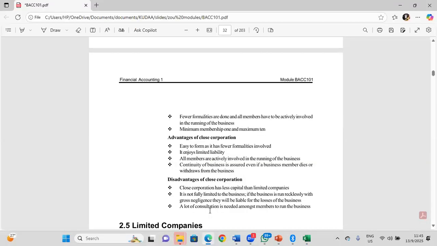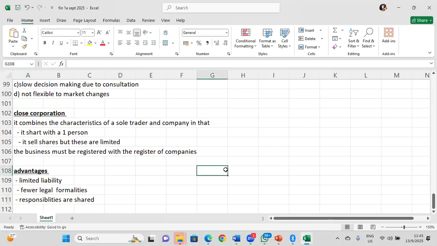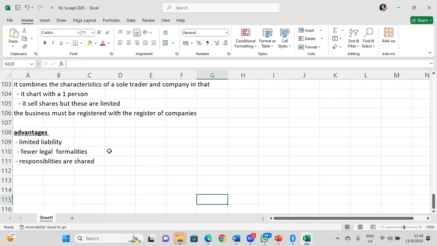Then another benefit is that we all take part in the running of the business. Managing, or we can say the responsibilities, are shared. It's more like a partnership, but one which has been registered, so it's now separate from the members. We can have different people coming in, bringing their money. We can also have even one person running that business.